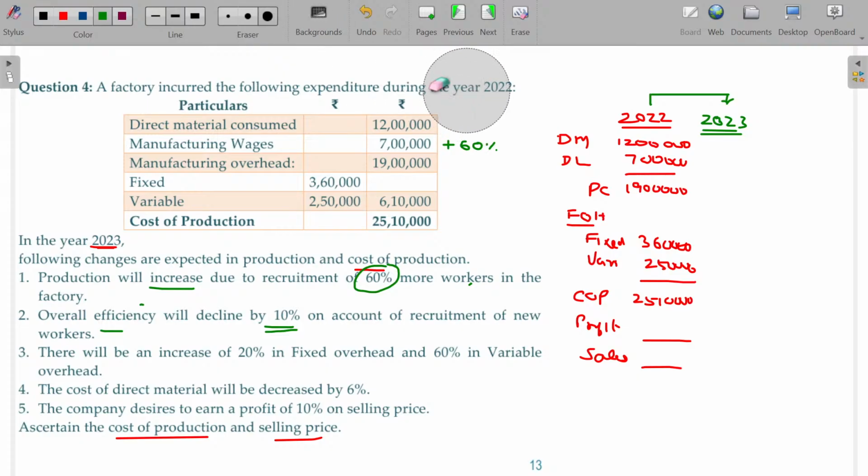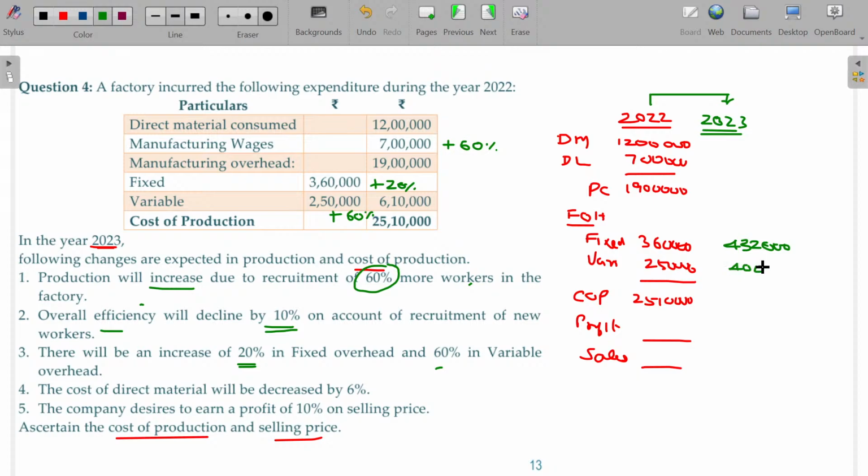So I'll just make a slight correction here. This one I'll calculate later on. Okay. There will be an increase of 20% in fixed cost. Fixed cost increases by 20%, and variable cost increases by 60%. Come on, find out the fixed cost. 360 plus 20%, 4,32,000. Variable cost being 250 plus 60%, 4 lakhs.